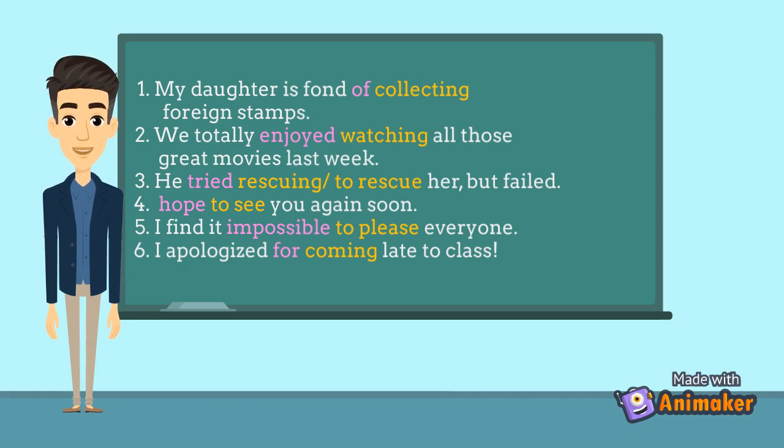The fifth sentence. I find it impossible to please everyone. The correct answer here is to please, because we have the adjective impossible. The last sentence. I apologized for coming late to class. So the correct answer here is coming, because we have a preposition.